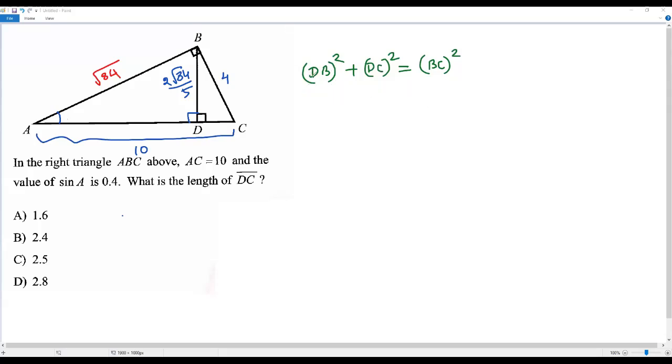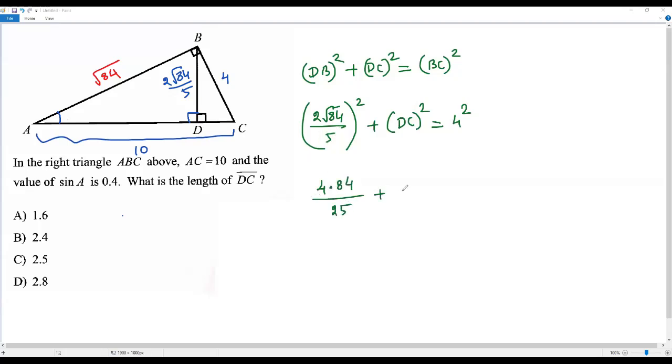Now let me plug in the length for DB. The length of DB is 2 times square root of 84 divided by 5, the whole square. And for DC, I do not know the length. That's what I have to find according to the question. Let me write DC the whole square as it is. For BC, we know the length, it's 4, then we have 4 square. Now let me evaluate this one. When I take the square of 2, it will be 4. When I square the square root of 84, the square root will cancel, I'm just getting 84. And when I square the denominator 5, it will become 25. Plus DC square equals the value of 4 square, which is 16. When I multiply 4 by 84 and divide the result by 25, I am getting 13.44.